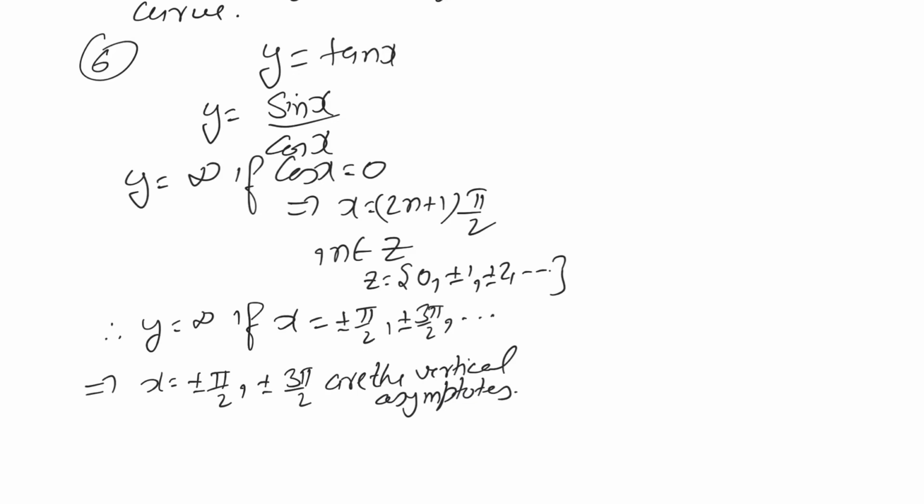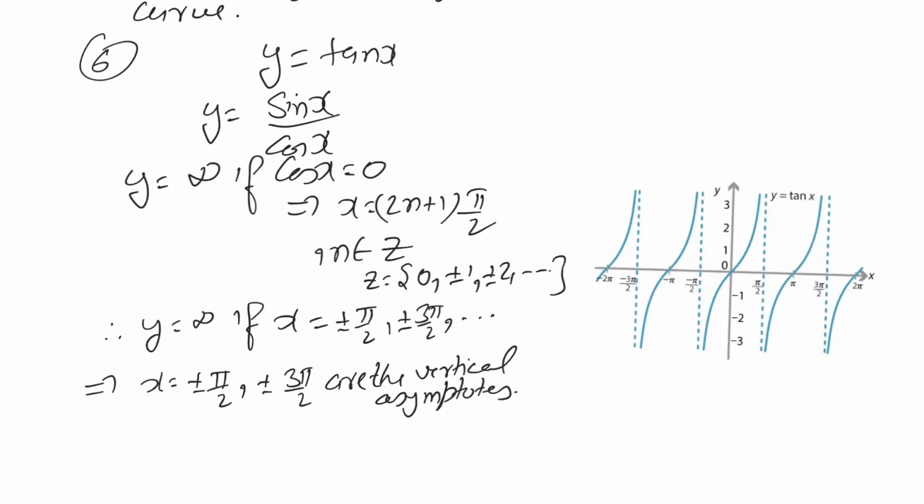Now the figure of y is equal to tan x is given by this one. Here x is equal to pi by 2, x is equal to minus pi by 2 are the asymptotes, x is equal to 3 pi by 2, x is equal to minus 3 pi by 2 are the asymptotes, as they are touching the curve at infinity. So these are the asymptotes of the curve. So this is the figure of y is equal to tan x.